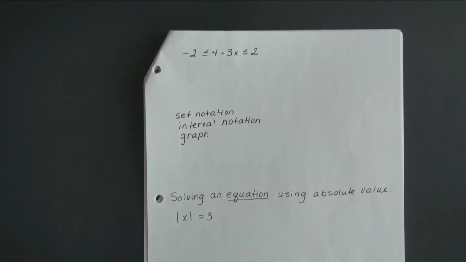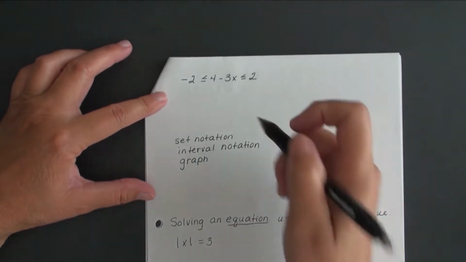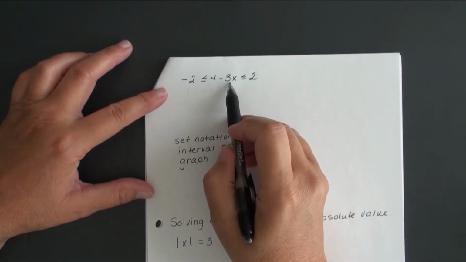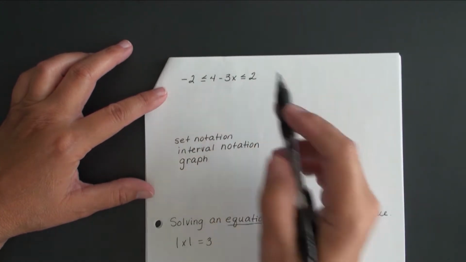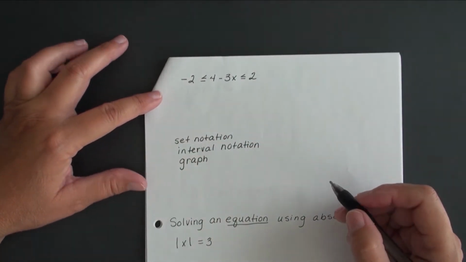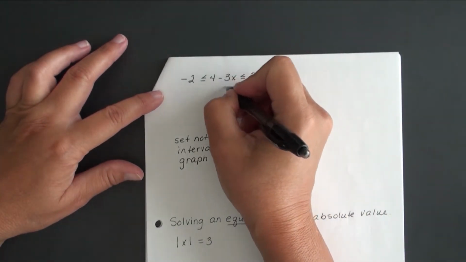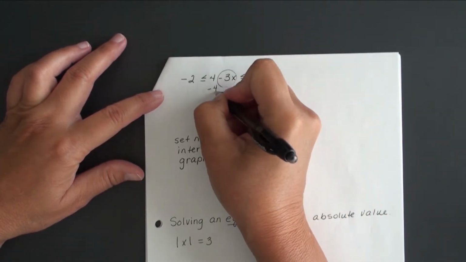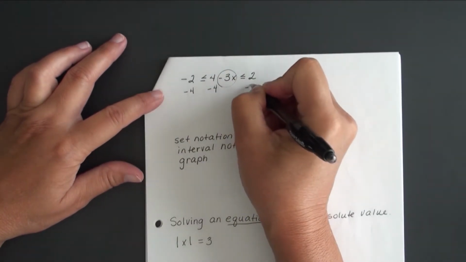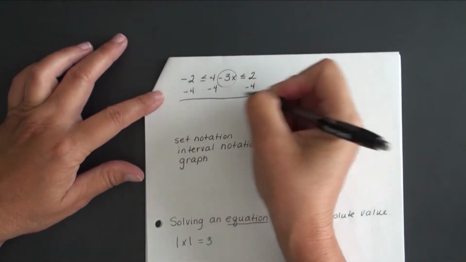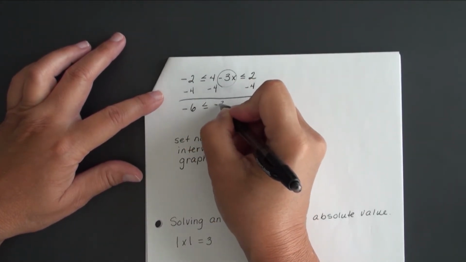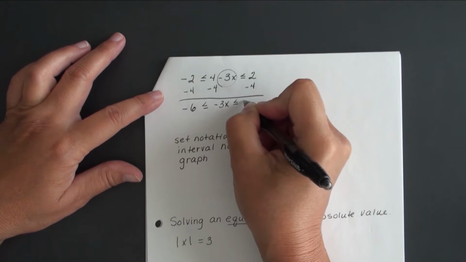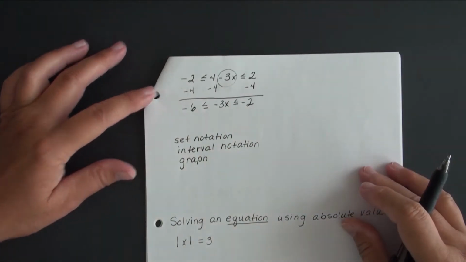Let's continue by solving the inequality that you see at the top of this page. And remember, this is called a compound inequality because we have basically our x term in the middle and two numbers on either side. So the first thing that I want to do is isolate my x term. Let me subtract 4 from all three parts. And that gives me -6 is less than or equal to -3x, which is less than or equal to -2.